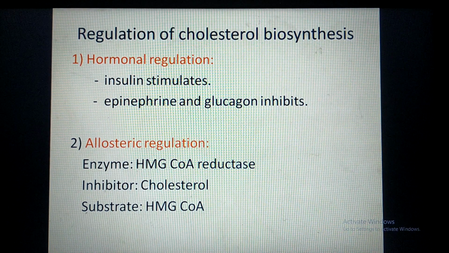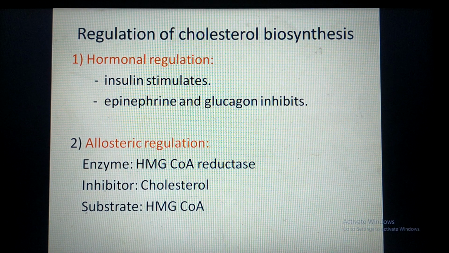Now we will study the regulation of cholesterol biosynthesis. Hormonal regulation first. Insulin stimulates the pathway because cholesterol biosynthesis occurs in the post-meal state, whereas epinephrine and glucagon inhibit the cholesterol biosynthesis pathway. Next type of regulation is allosteric regulation. Here the allosteric enzyme is HMG-CoA reductase.